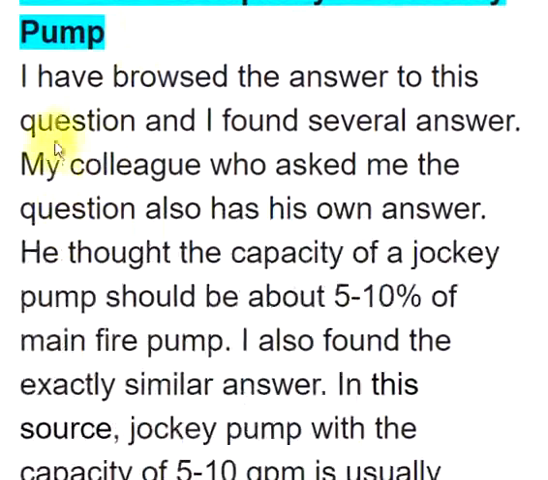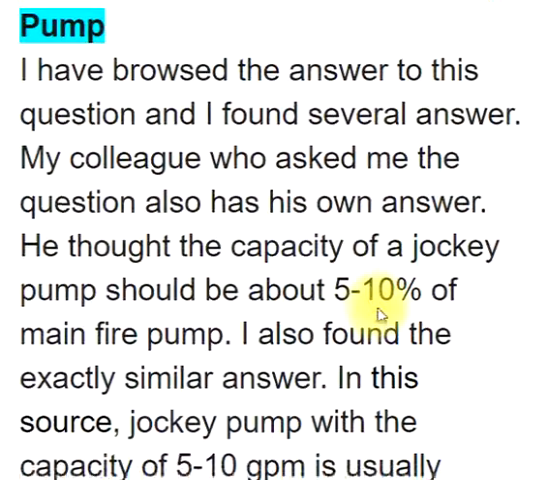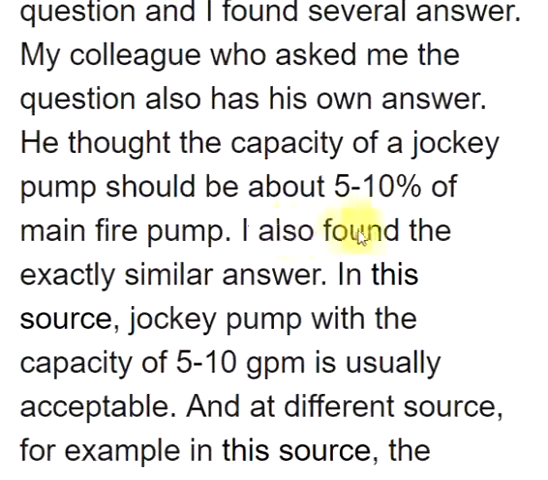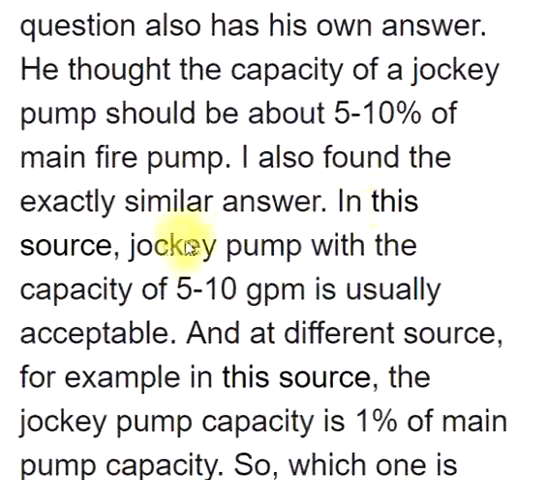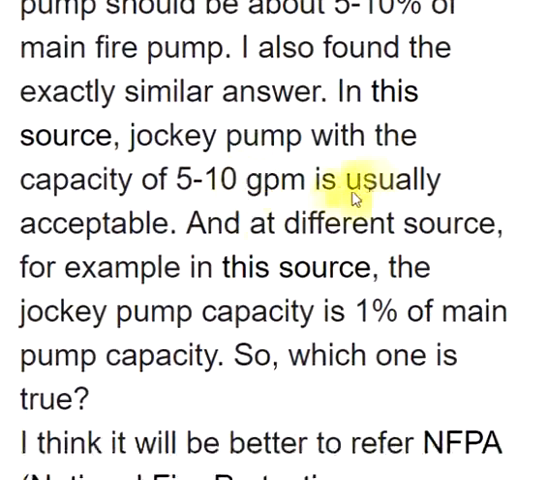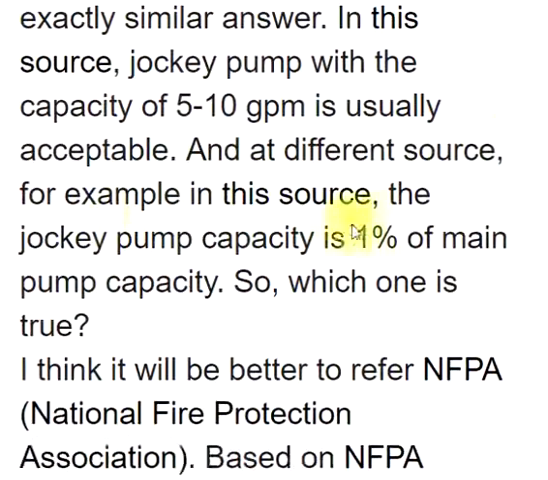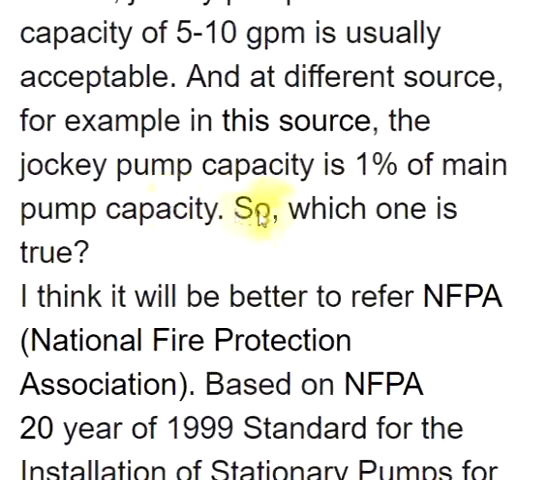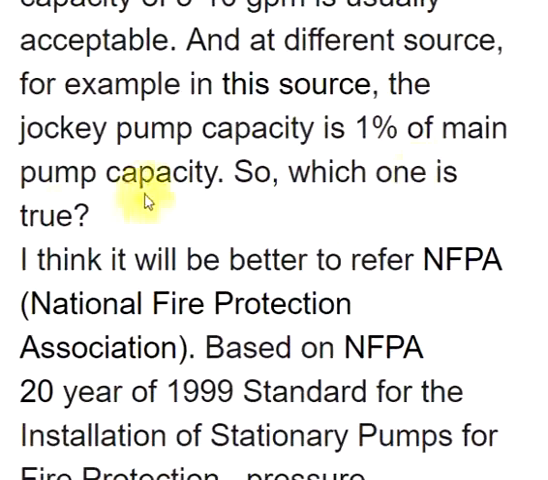I have browsed the answer to this question and I found several answers. My colleague who asked me the question also has his own answer. He thought the capacity of a jockey pump should be about 5 to 10% of the main fire pump. I also found an exactly similar answer. In this source, a jockey pump with the capacity of 5 to 10 GPM is usually acceptable. And in a different source, for example in this source, the jockey pump capacity is 1% of main pump capacity. So, which one is true?